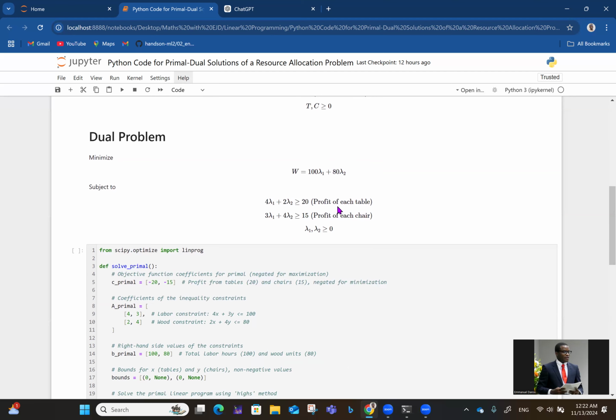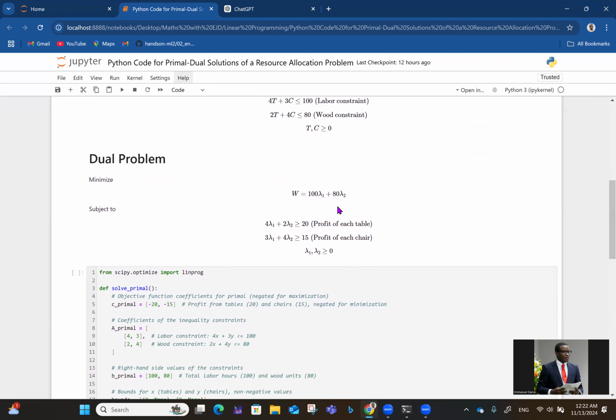Then the dual problem, of course, is derived from the primal. And now it's going to be a minimization problem where we minimize W equals 100 lambda 1 plus 80 lambda 2 subject to 4 lambda 1 plus 2 lambda 2 greater than or equal to 20. And that's the constraint for profit for each table. And the second one, 3 lambda 1 plus 4 lambda 2 greater than or equal to 15, which is the profit of each chair. And of course, lambda 1 and lambda 2 are also non-negative, so they are greater than or equal to 0.